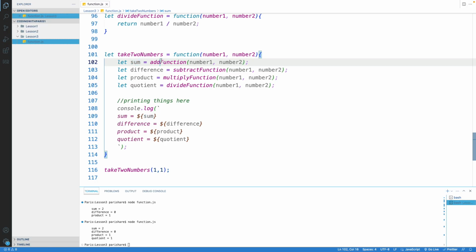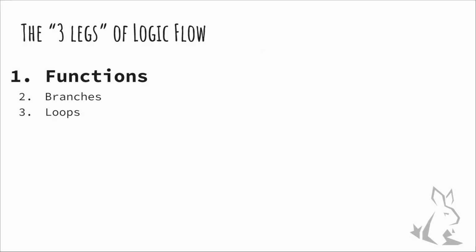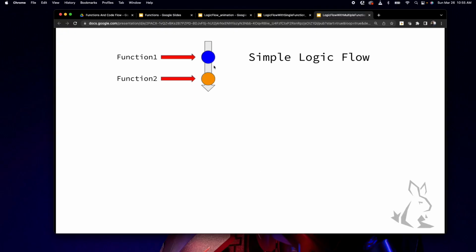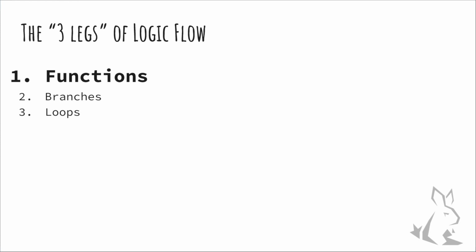Let's dive into the content. So the last time we talked about one of the three legs of logic flow, functions. But up until now, our coders had what we call a one-track mind, meaning that when we started, it just runs quickly to the end. Even with functions, our code runs from top to bottom. What we're going to do is make our code a little bit smarter by introducing the second leg, which is called branches.